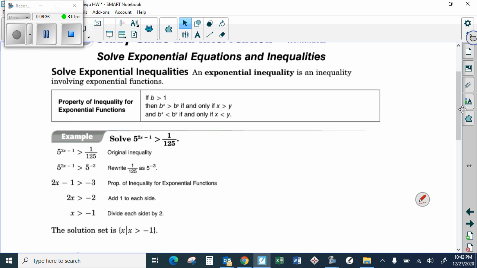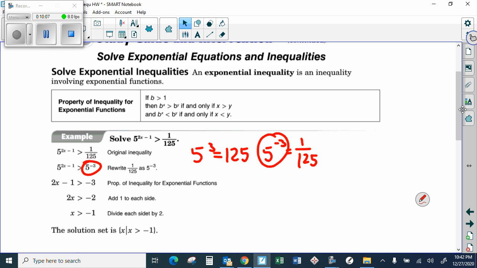Solve exponential inequalities now. So now it ends up being an inequality. So again, I do the like bases. 5 does go into 125. 5 cubed. So 5 cubed is 125. So therefore, 1/25 would be 5 to the negative 3. Remember, that's the reciprocal. Negative means reciprocal. So I see 5 to negative 3 there.